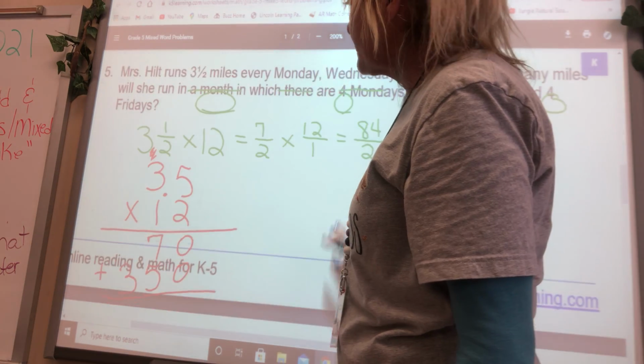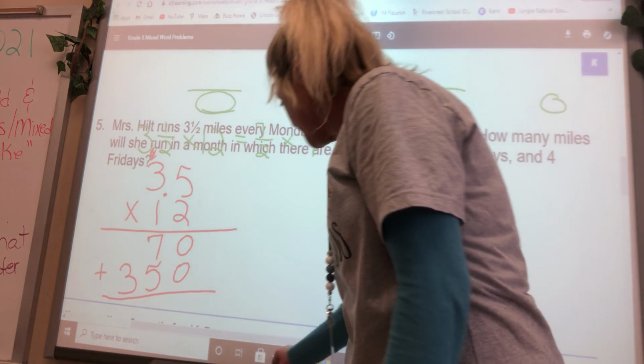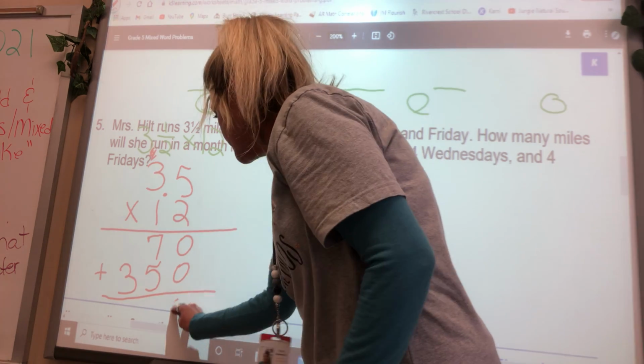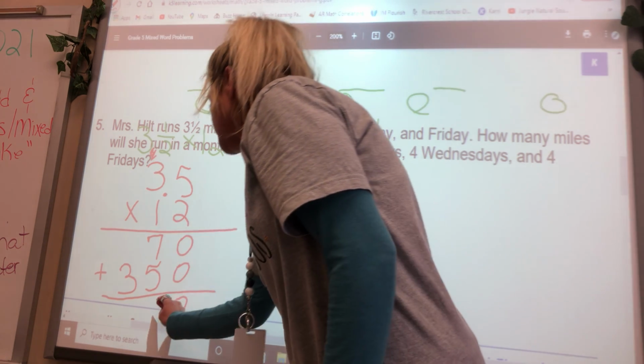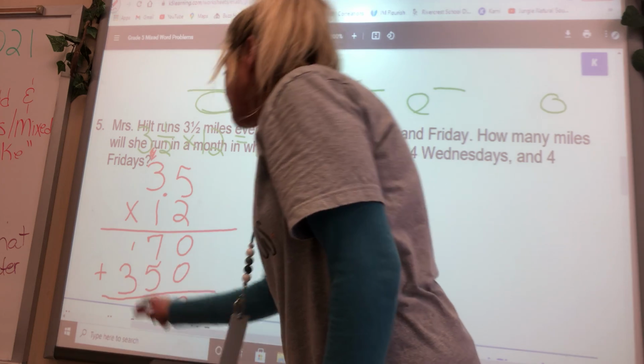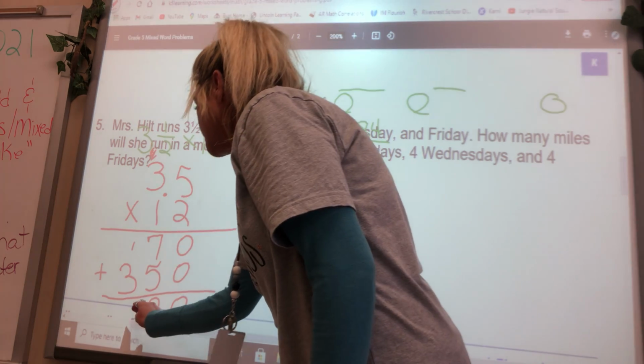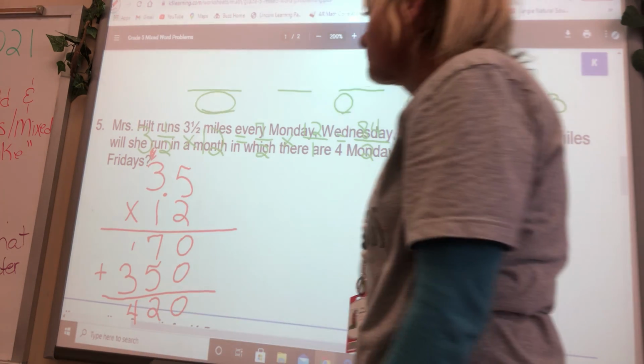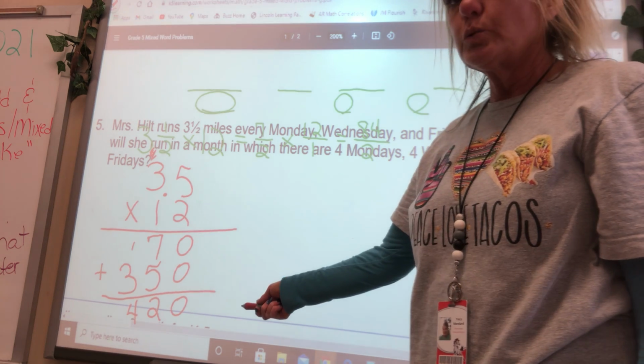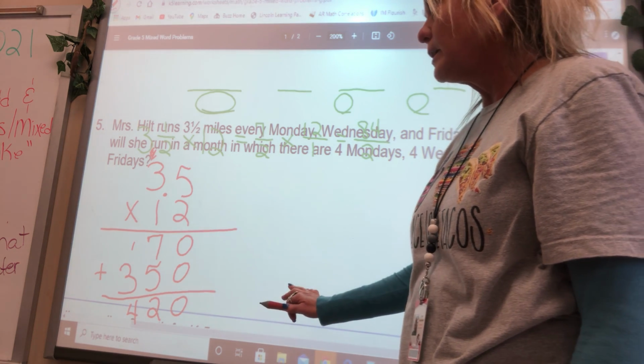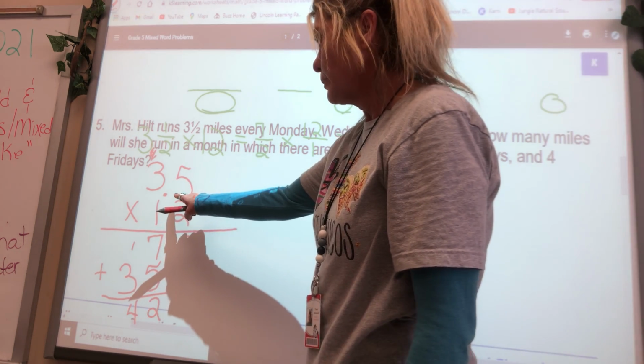Trying to get some space here where I can see better. All right. 0 plus 0 is 0. 7 plus 5 is 12. Carry our 1. And 1 plus 3 is 4. Now, you may see 420 on that test, but that's not right yet because we're working with a decimal number.